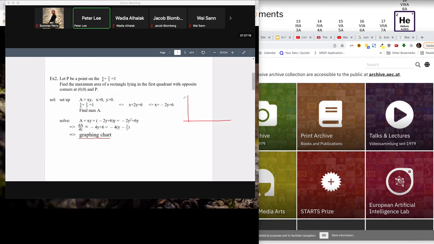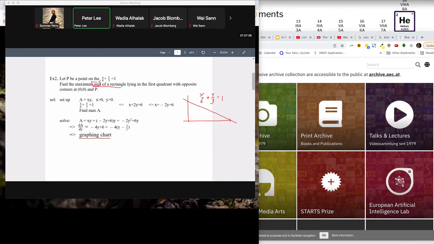We have a line, and the line kind of looks like this. This is the line x over 6 plus y over 3 equals 1. So now what is the question here? The question is find the maximum area of the rectangle. Oh, so it looks like area is our objective function right there.